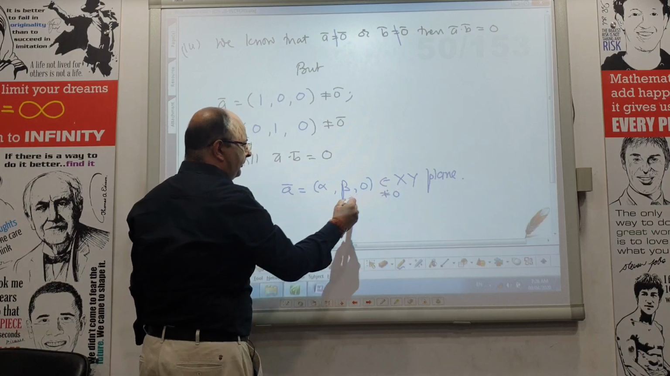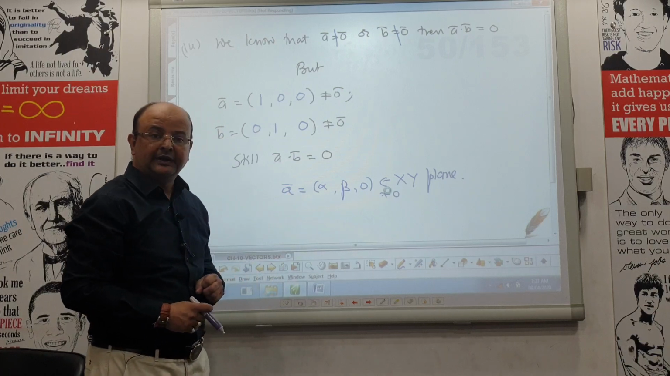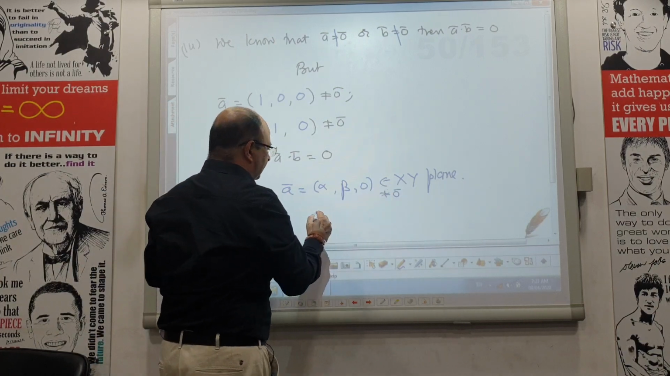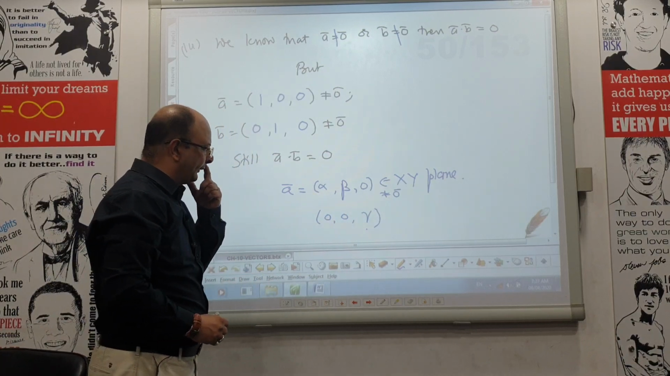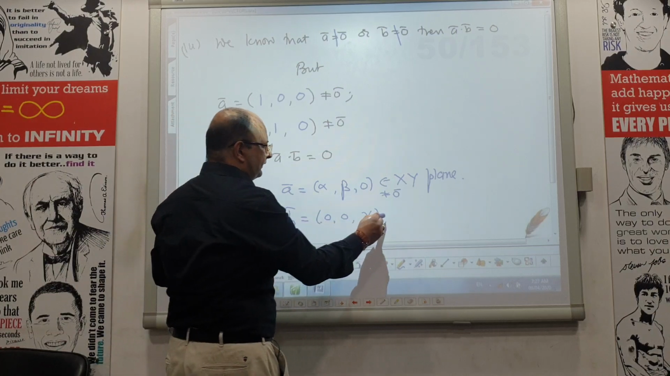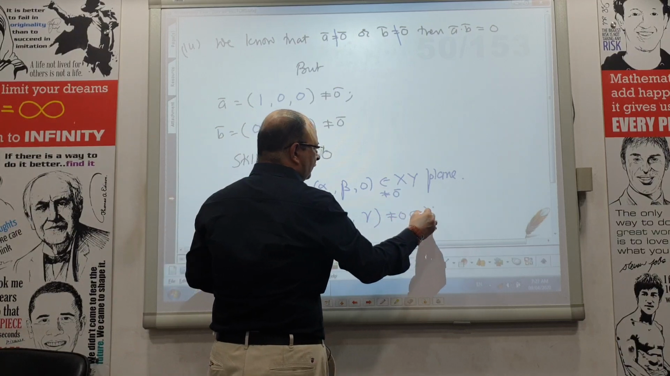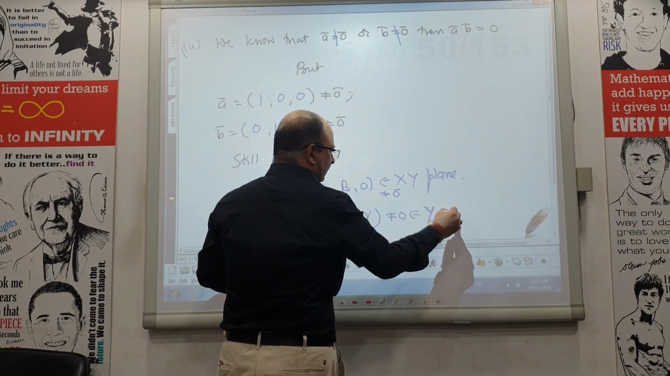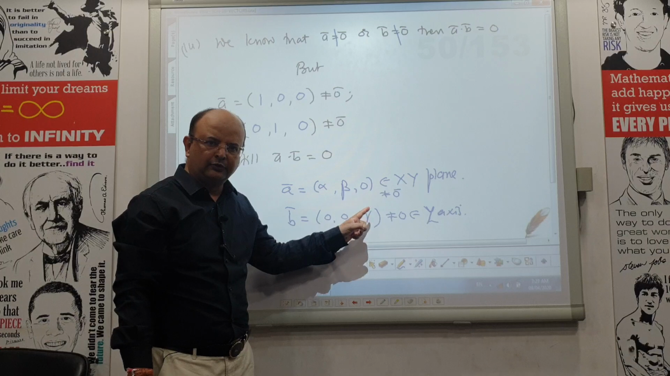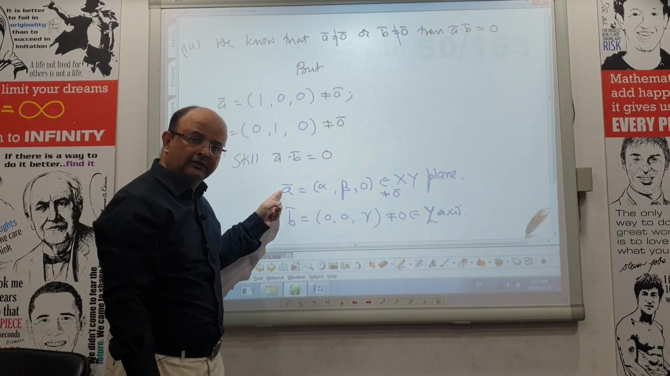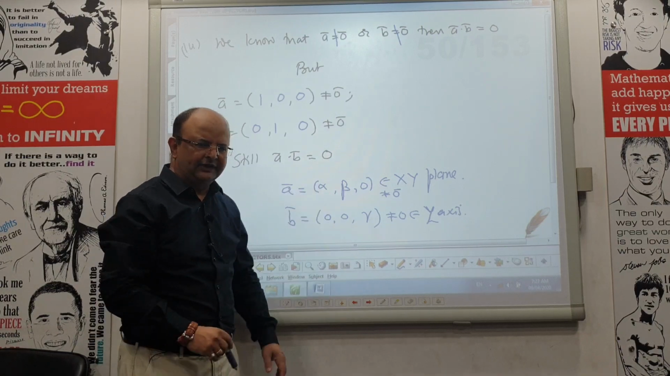And I choose b bar to be any point on the z axis. What do you mean by that? I choose this point: x coordinate is 0, y coordinate is 0, and z coordinate is anything other than 0. This belongs to the z axis. What is that dot product? Alpha into 0 is 0, beta into 0 is 0, 0 into gamma is 0. Neither a bar is 0 bar nor b bar is 0 bar, but that dot product is 0. So you can give infinitely many such examples.